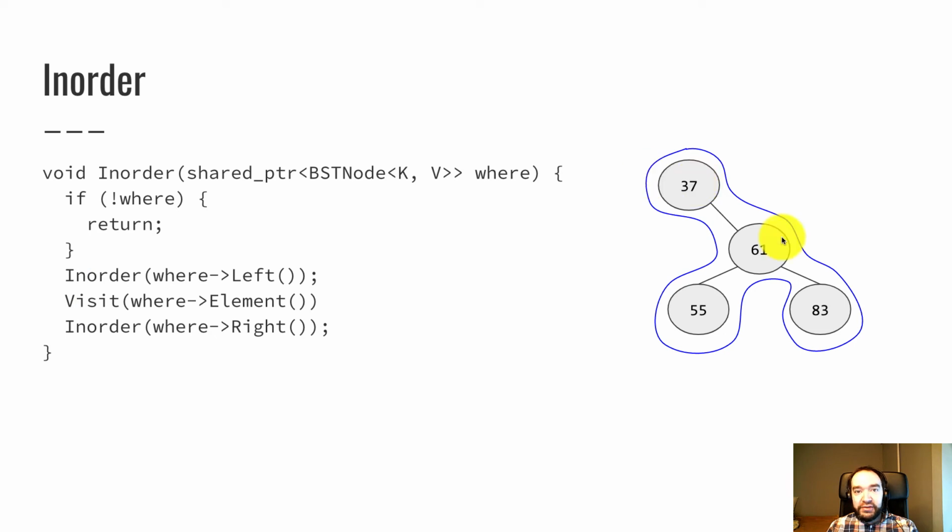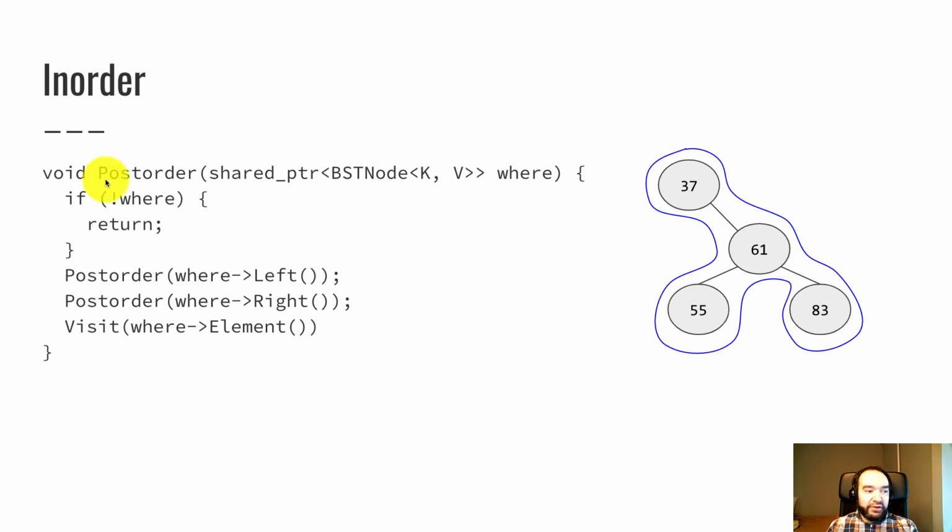Then we recursively visit all of the right descendants. So the function call on 61 would first visit all the left, which is 55, then the 61, then the 83. So the order was 37, then 55, then 61, then 83. And that corresponds to the inorder traversal we get on the Euler tour, which would be 37, then 55, then 61, then 83. And postorder follows the same pattern.